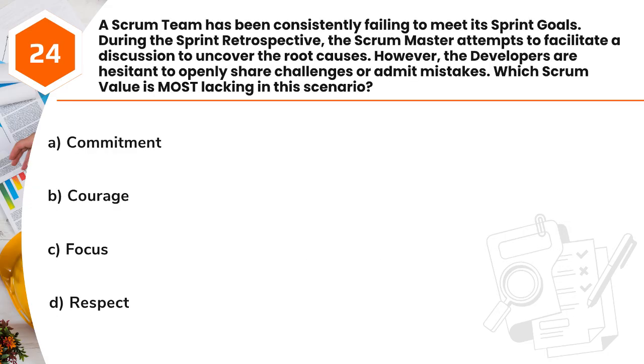Question 24. A Scrum team has been consistently failing to meet its sprint goals. During the sprint retrospective, the Scrum Master attempts to facilitate a discussion to uncover the root causes. However, the developers are hesitant to openly share challenges or admit mistakes. Which Scrum value is most lacking in this scenario? A. Commitment. B. Courage. C. Focus. D. Respect.